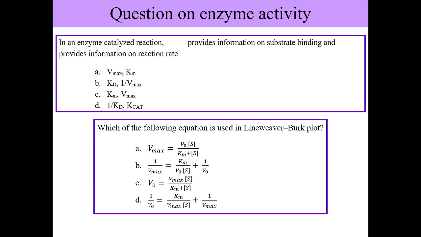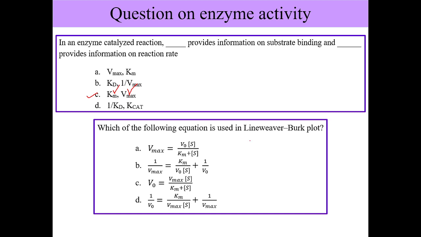Fine. For the next two questions, they are asking you to fill in the blanks. Okay. So in an enzyme catalyzed reaction, dash provides information on substrate binding and dash provides information on reaction rate. So for substrate binding in an enzyme catalyzed reaction, it is Km, and Vmax provides information about the reaction rate. So C should be the right answer.